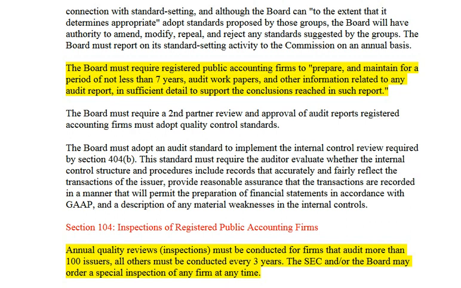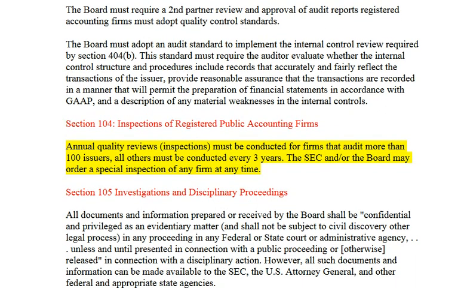The board must require registered public accounting firms to prepare and maintain for a period of not less than 7 years audit work papers and other information related to any audit report in sufficient detail to support the conclusion reached in such report. The board might require a second partner review and approval of audit reports. Registered accounting firms must adopt quality control standards.